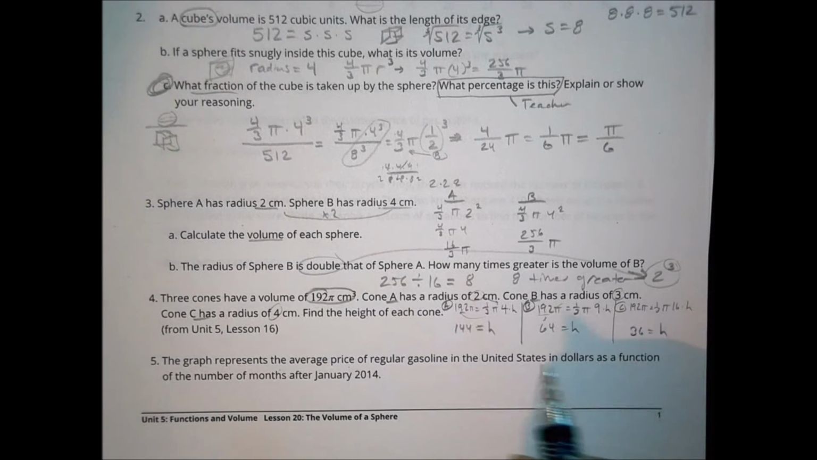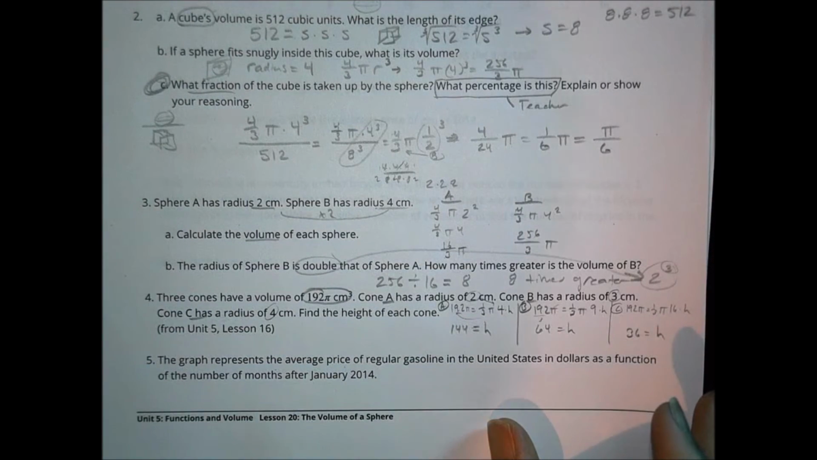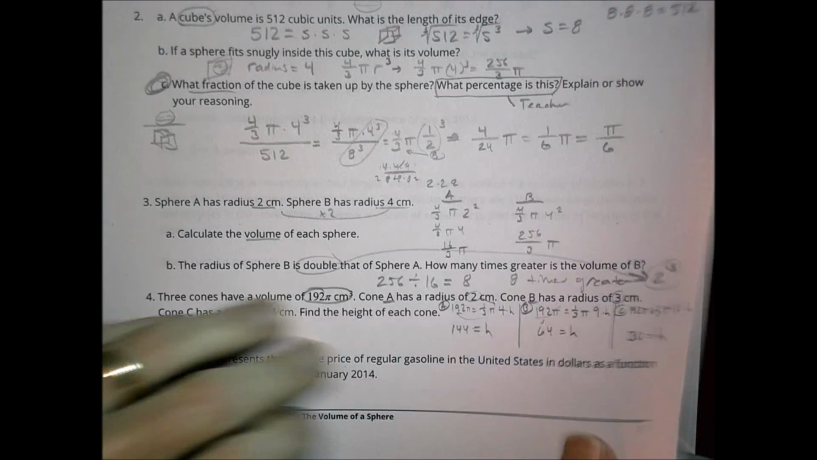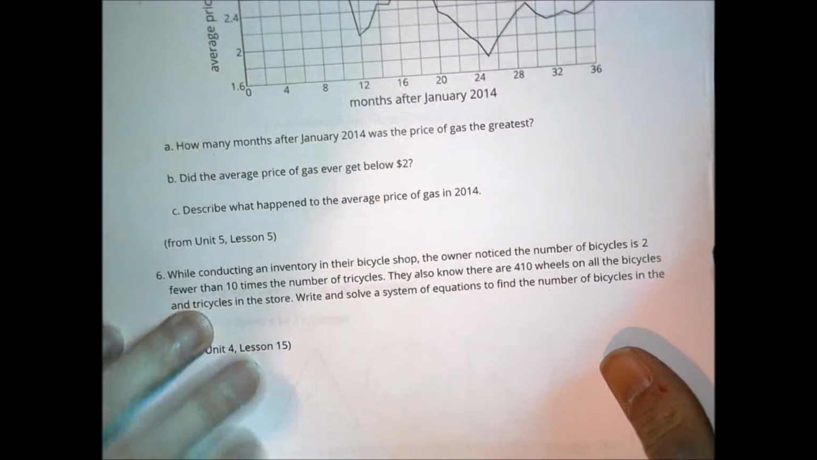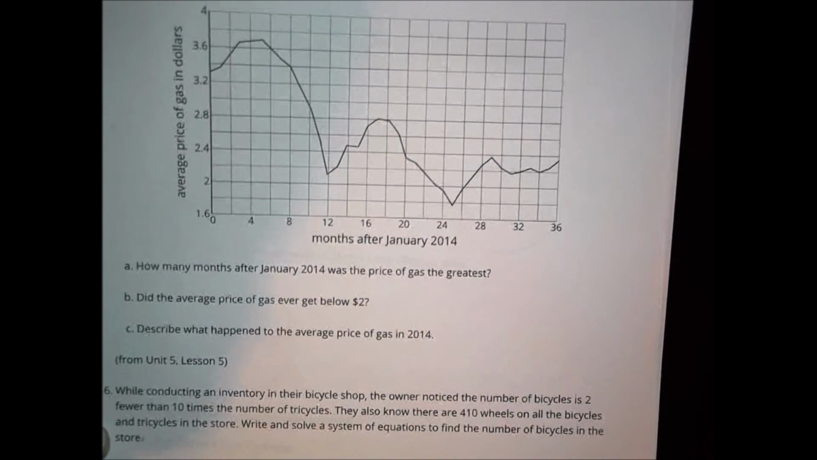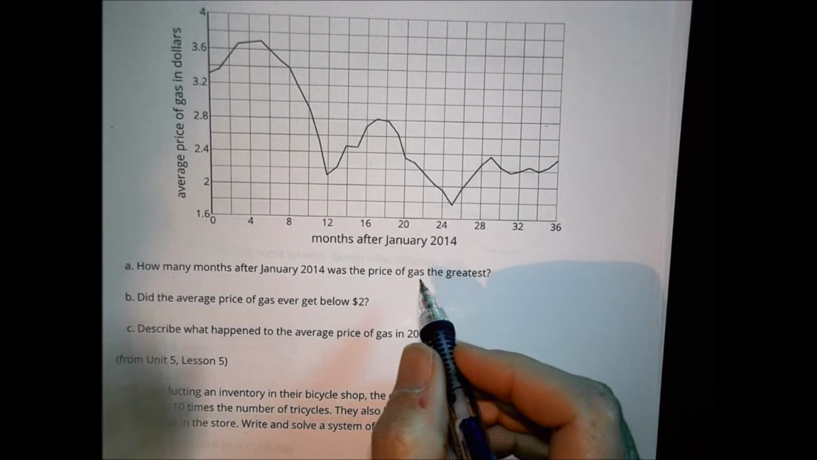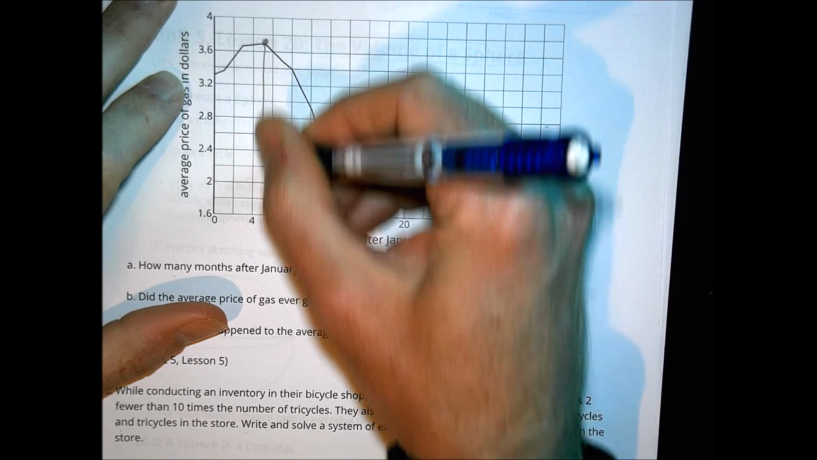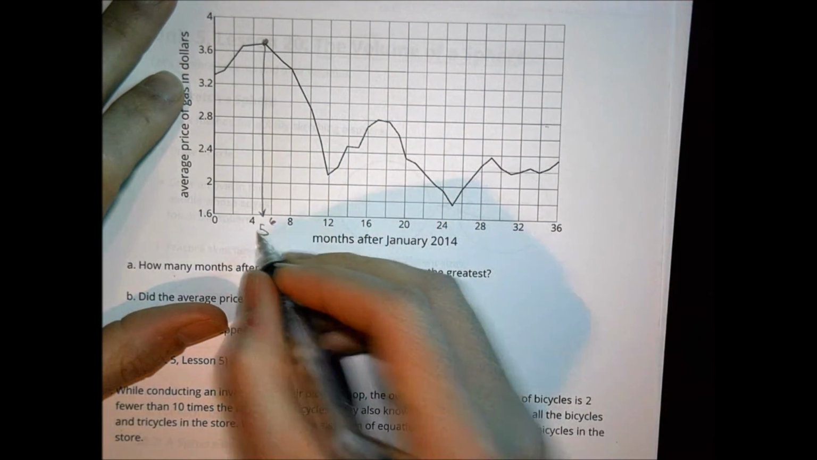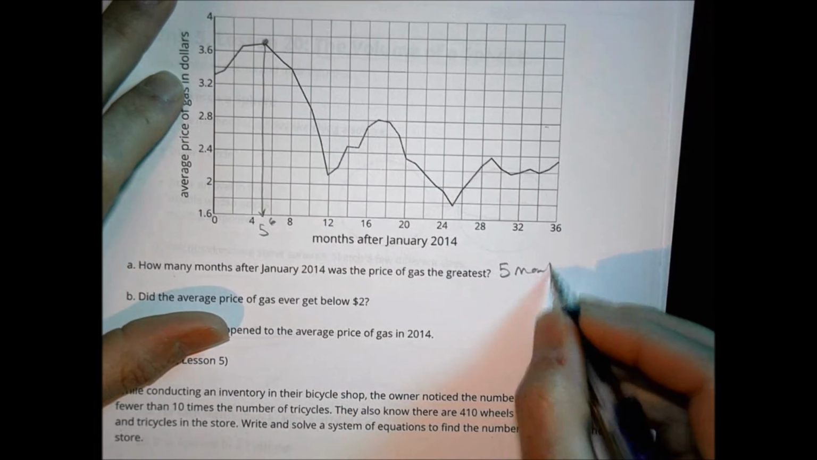Okay? Next, we have a graph that represents gas prices in the United States and time after January, which looks something like this. And some questions about what's taking place in that graph. Okay. So how many months after January 14th was the price the greatest? Okay, so where's the greatest point on this graph? That's going to be somewhere about here. That's our high point, which we point down to about here. We can see we're counting by 2, so if that's 6, that's going to be somewhere about 5 months. That's when it was its greatest.